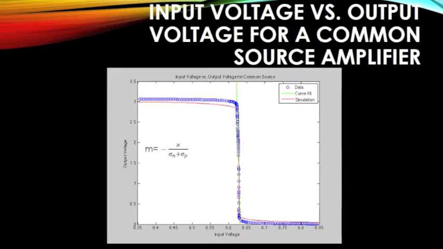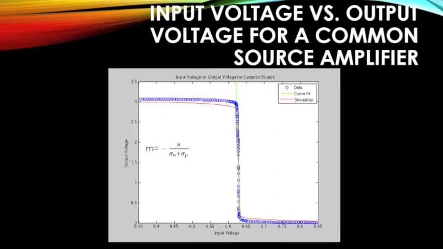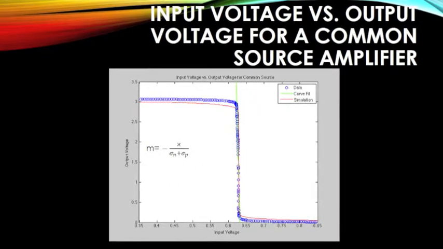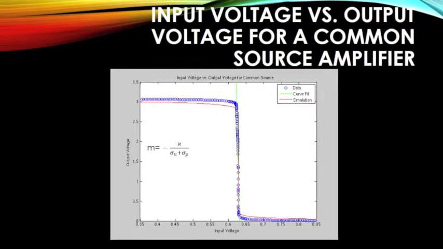This graph shows the input voltage versus the output voltage for the common source amplifier. This is graphed in order to experimentally find the gain from the slope. This can be seen from the curve fit of the slope, which is the green line. The simulation data is also plotted on the graph as the red line, which matches fairly closely.